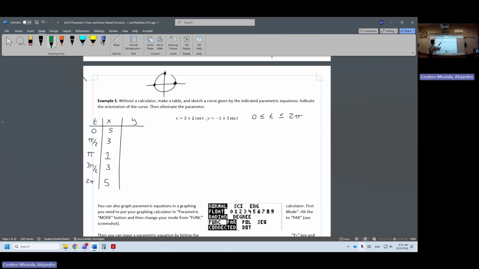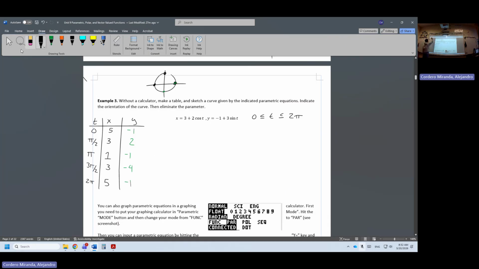And then on the y, similar thing, negative 1 plus sine of 0, which is 0, so negative 1. Negative 1 plus 3 is 2. Negative 1 plus 0 is negative 1. 3 pi over 2 is down here, so negative 1 minus 3 is negative 4, and 2 pi gets me negative 1 again. Yeah? Okay. All right.